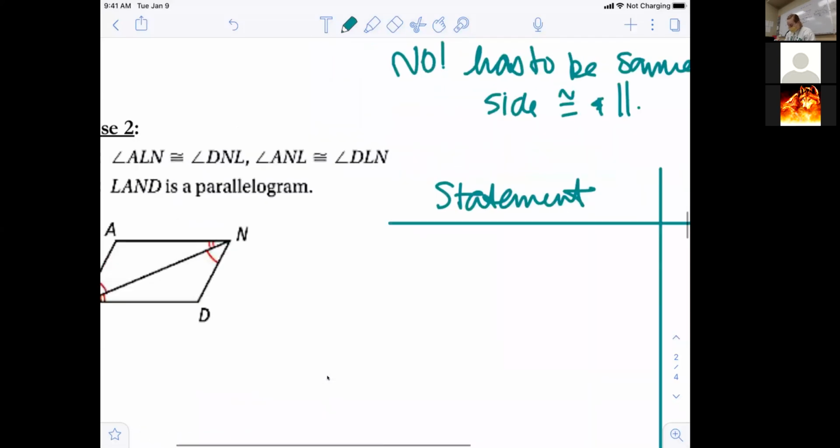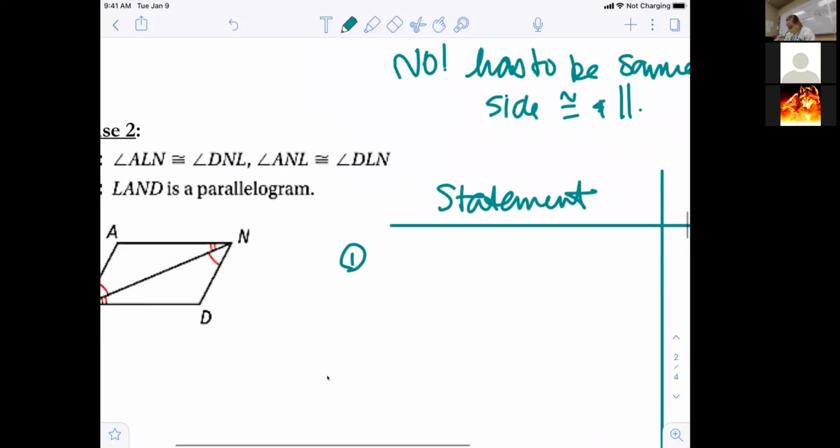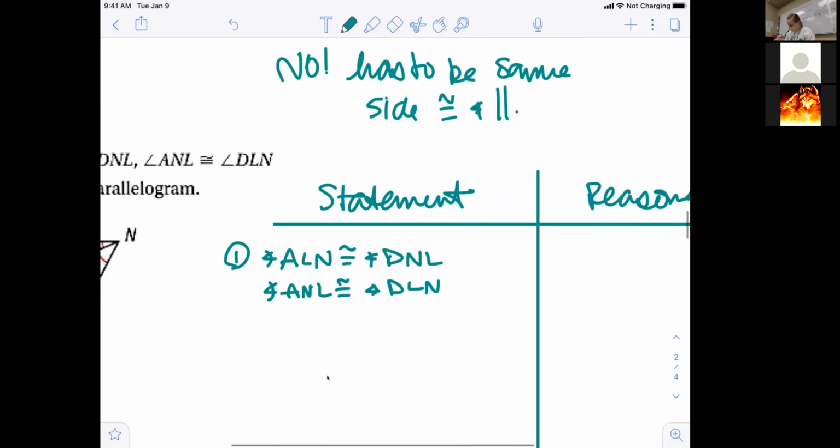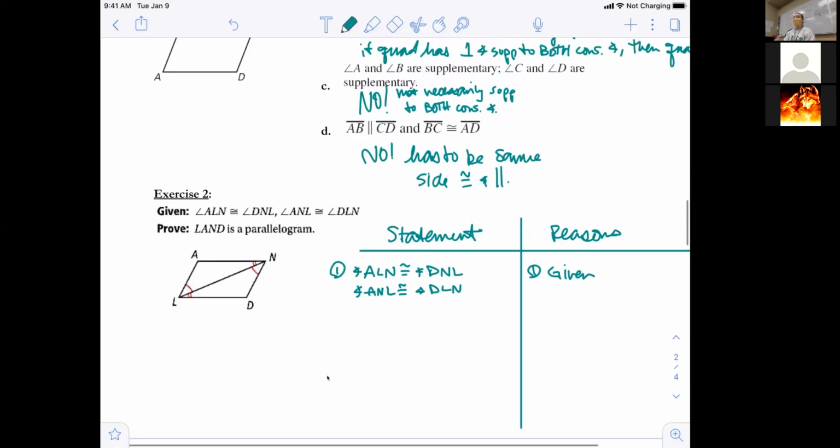So what was given to me is that angle ALN is congruent to angle DNL. And also angle ANL is congruent to angle DLN. And my reason for that, Nolan told me, is given. And that's how we start every single proof. Questions, thoughts, comments so far?